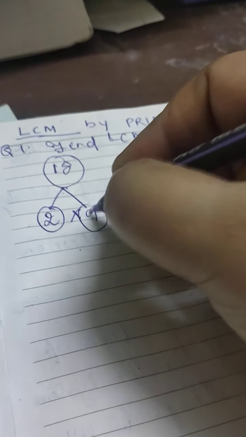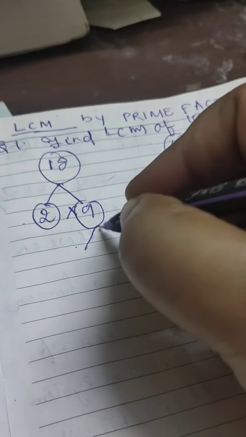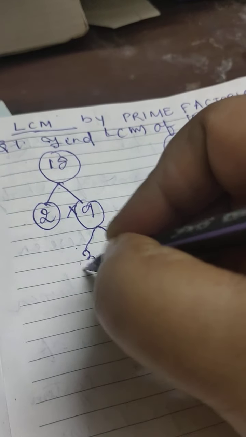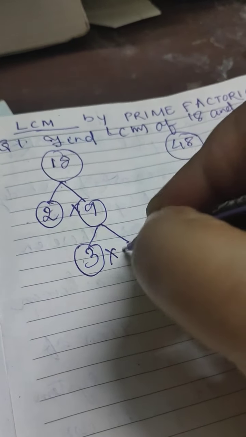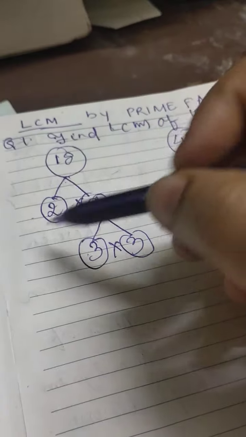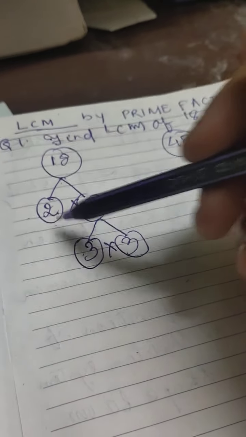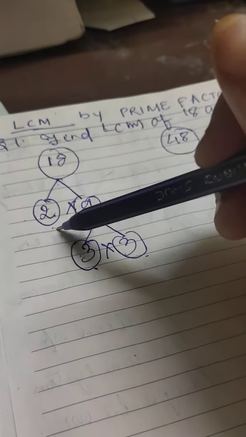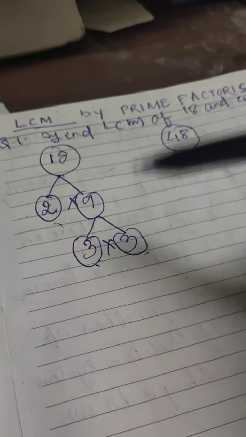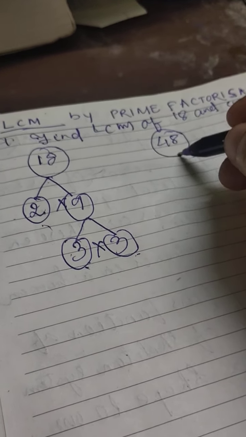18 is equal to 2 into 9. Then again 9 will be divided by prime factorization, 3 into 3. Now we get all the prime numbers: 2 into 3 into 3. Now 48.